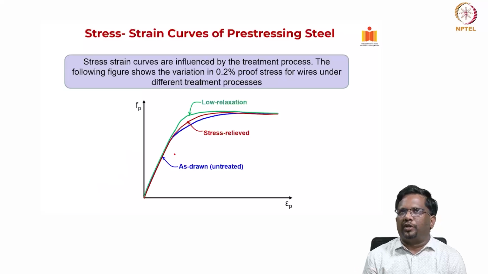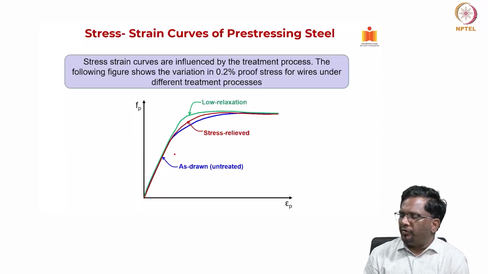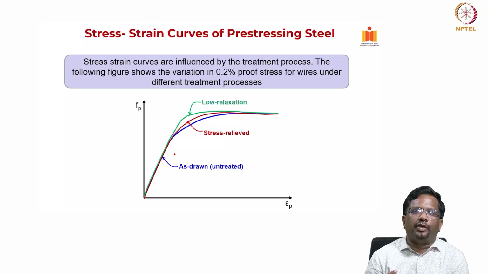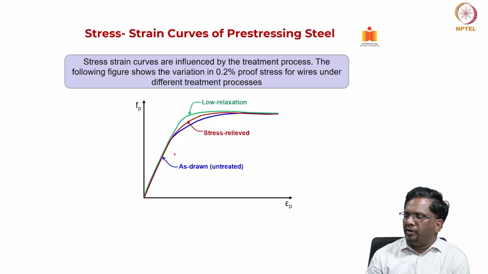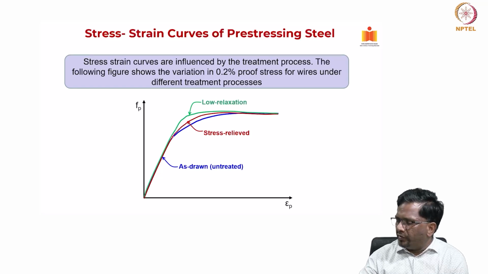Now, what are the differences in stress strain curves of pre-stressing steel? You can see here, stress strain curves of pre-stressing steels are influenced by how they are produced, what kind of treatment they are subjected to. So, this figure shows the variation of 0.2 percent proof stress for wires under different treatment processes. We said low relaxation, stress relieved and so on, right. So, as drawn wire, if you look at it, the blue wire, which is this, right.